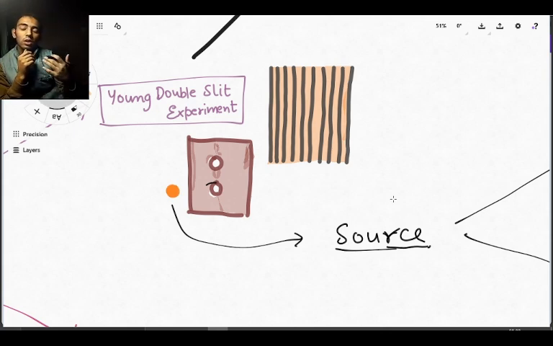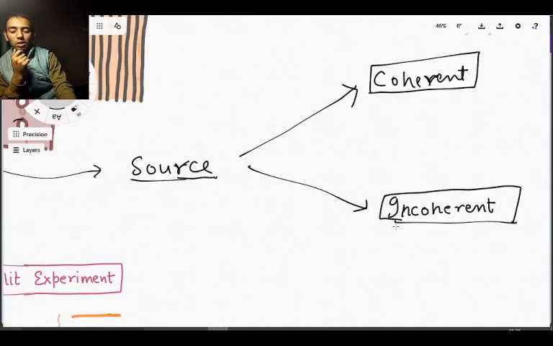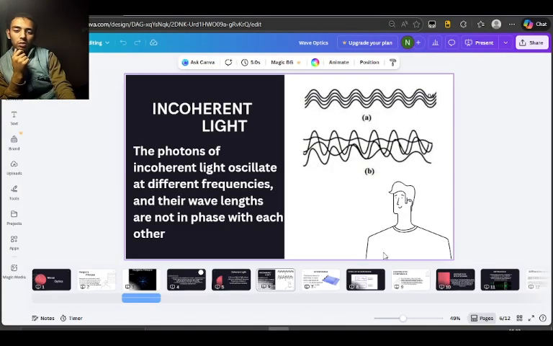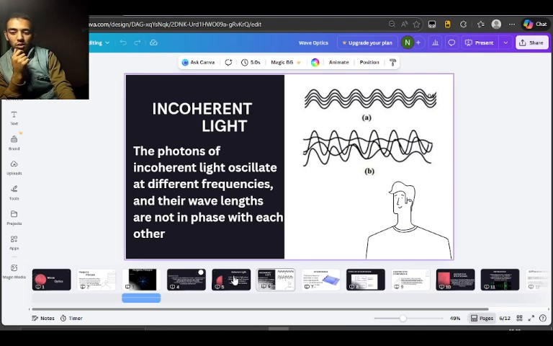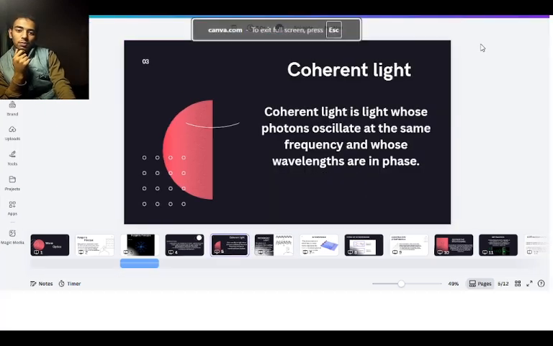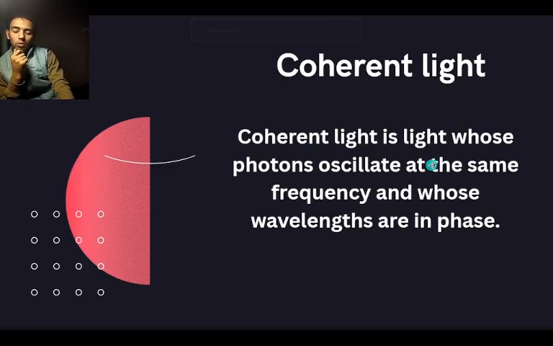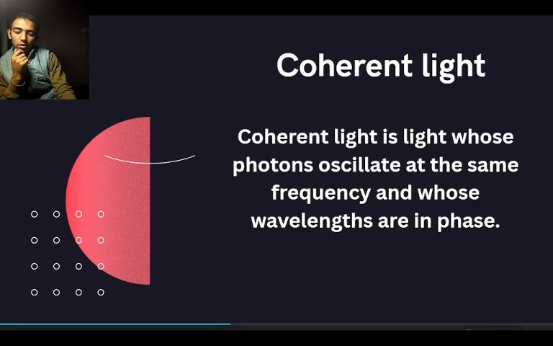So for creating this pattern, we have to understand the types of sources. There are two types: coherent or incoherent source. Now we will study these sources. Coherent light is light whose photons oscillate at the same frequency and whose waves are in phase. So first, what is coherent light?